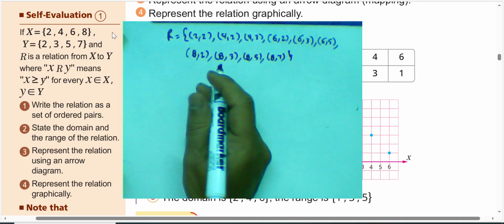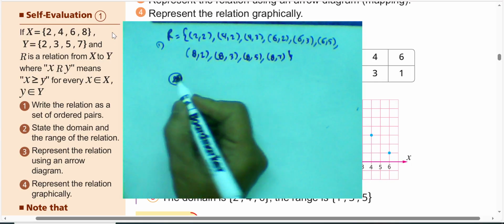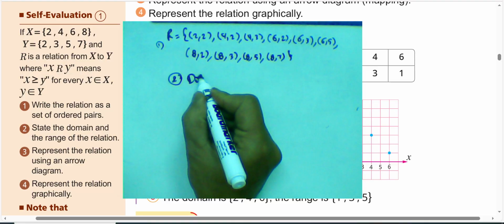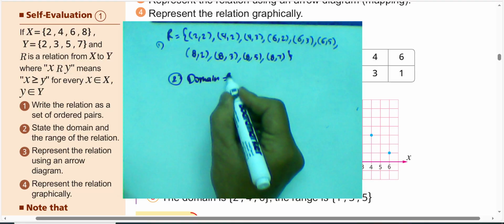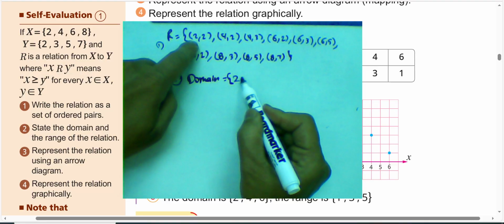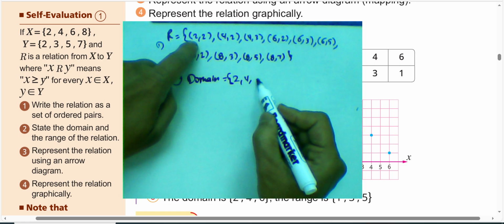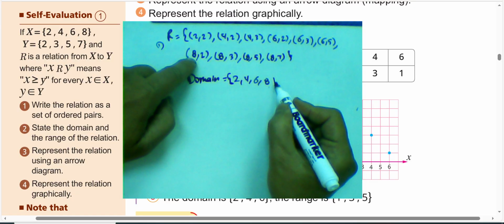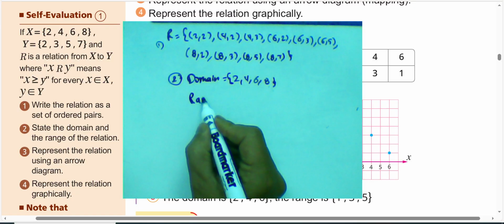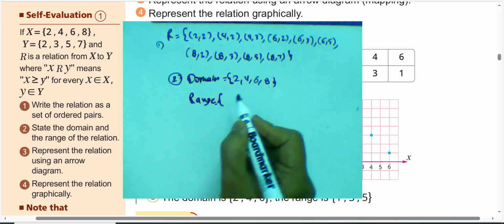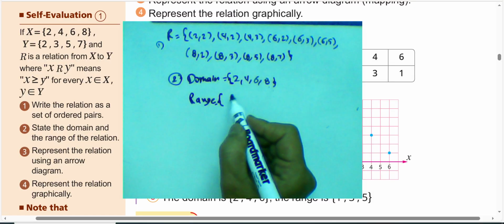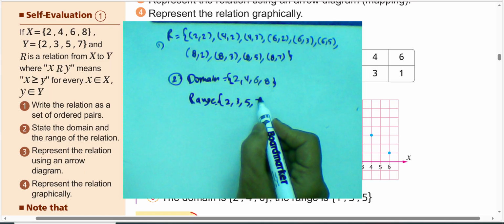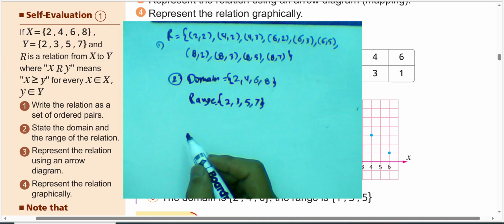Write the relation. We write the relation, number 1, and number 2. He asked about stating the domain and the range of the relation. The domain here will be the first projection. In the first projection we have 2, 4, 6, and 8 only, okay? This is the domain. And the range: 2, 3, 5, 7 is the range, okay?